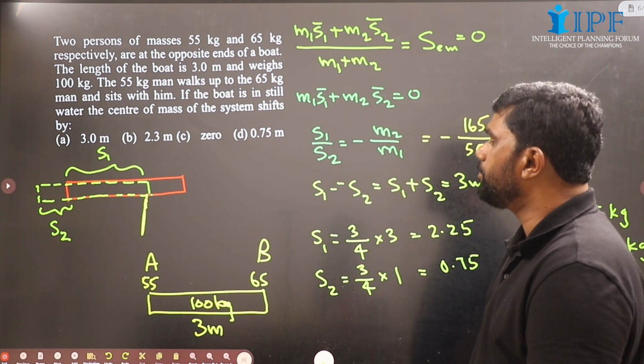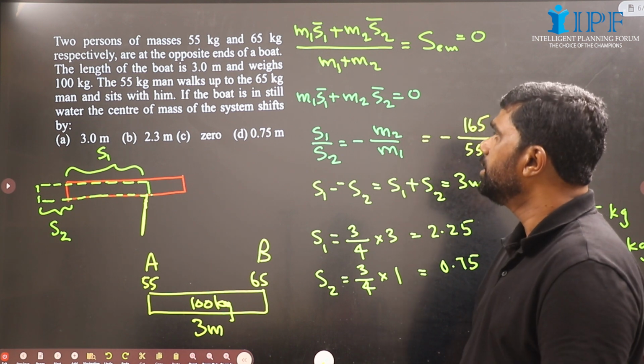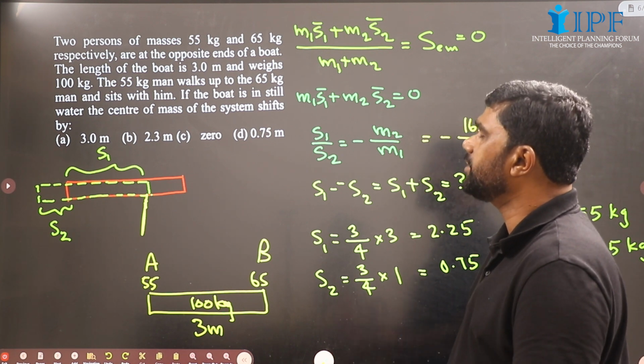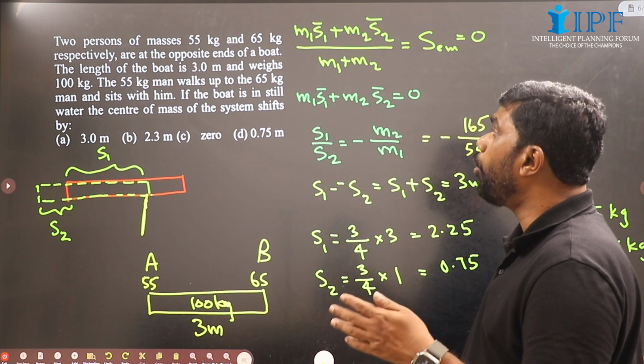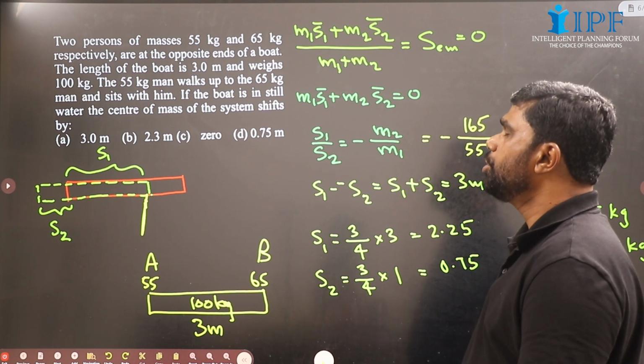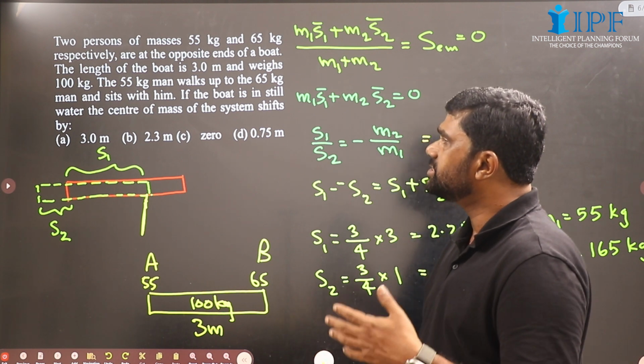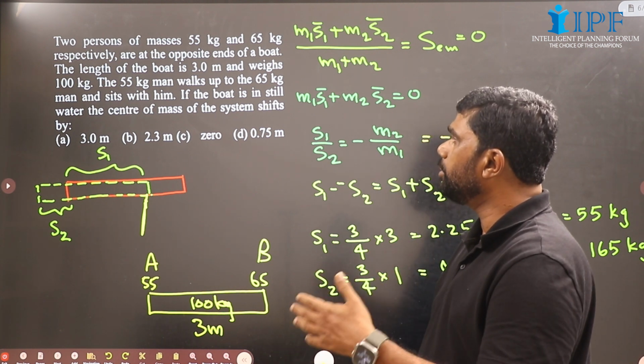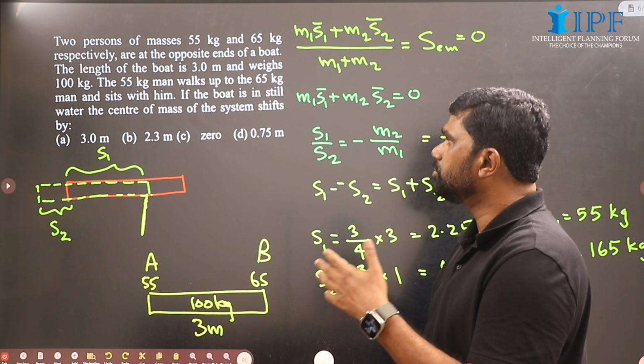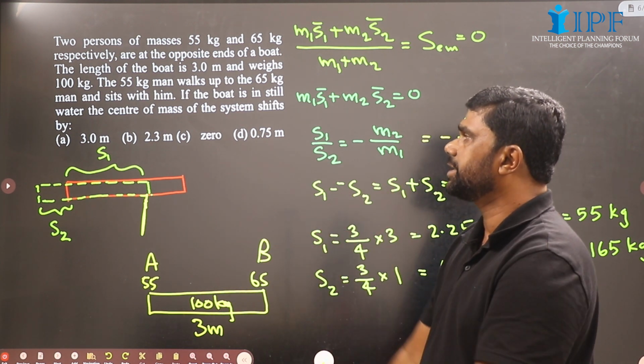Now, two persons of masses 55 kilogram and 65 kilogram respectively are at the opposite ends of a boat. The length of the boat is 3 meter and it weighs 100 kilogram. The 55 kilogram man walks up to the 65 kilogram man and sits with him.